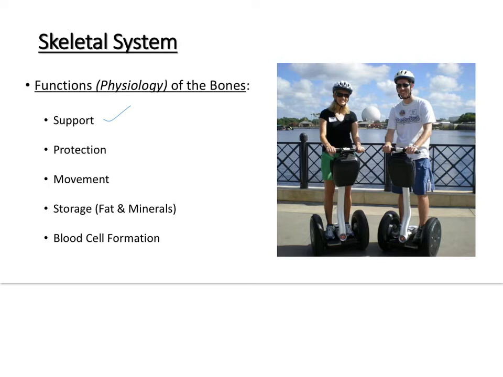Second thing is protection. Think about that for a second. You essentially have a skull to protect your brain. You have a rib cage to protect your heart and lungs. And so a lot of times we're forming a protective barrier with our bones as well.